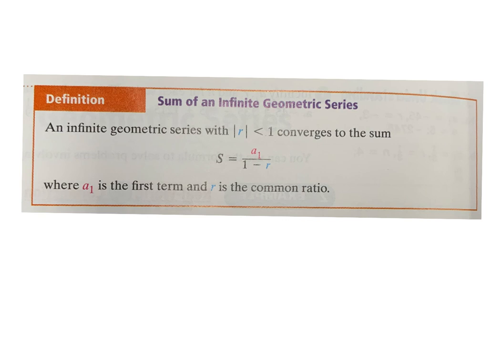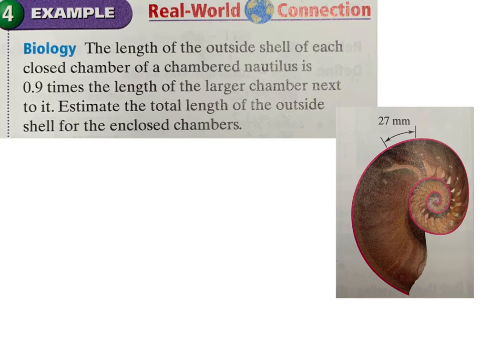All right, so we're going to use that formula with something y'all have probably seen before. The length of the outside shell of the closed chamber of a nautilus is 0.9 times the length of the larger chamber next to it. Estimate the total length of the outside shell for the enclosed chambers. They've given us the term 27. That's my starting one, and we're going in from there. 27. My common ratio is the 0.9. They told me it is 0.9 times the length.